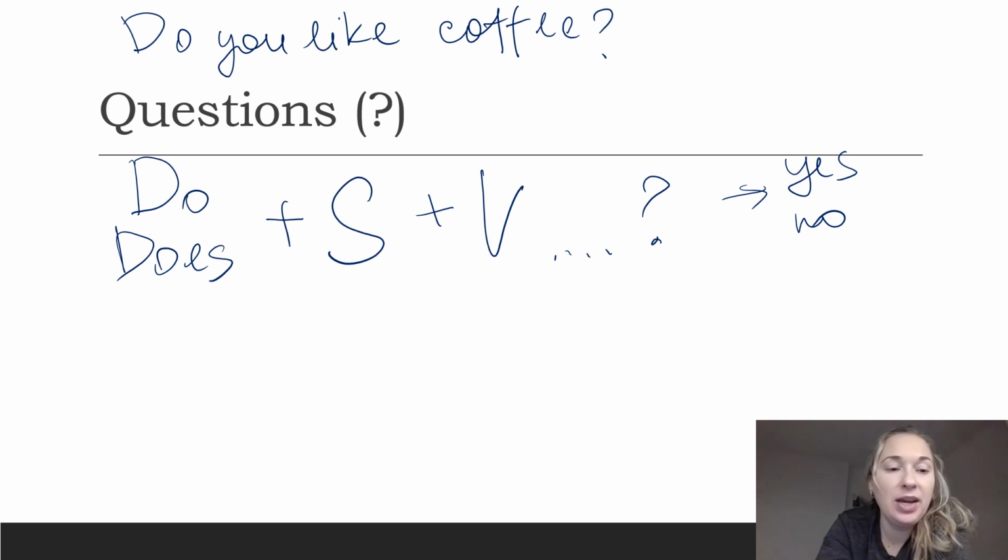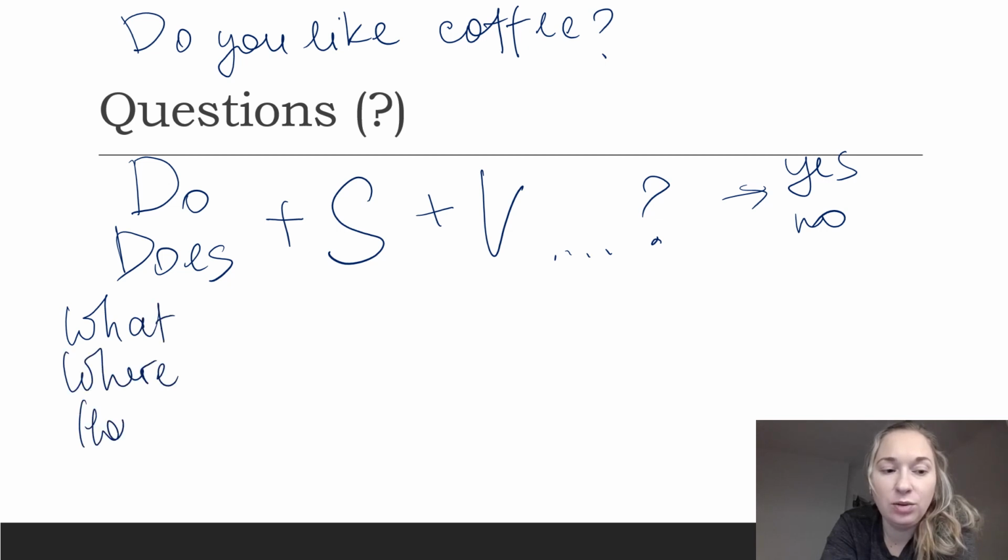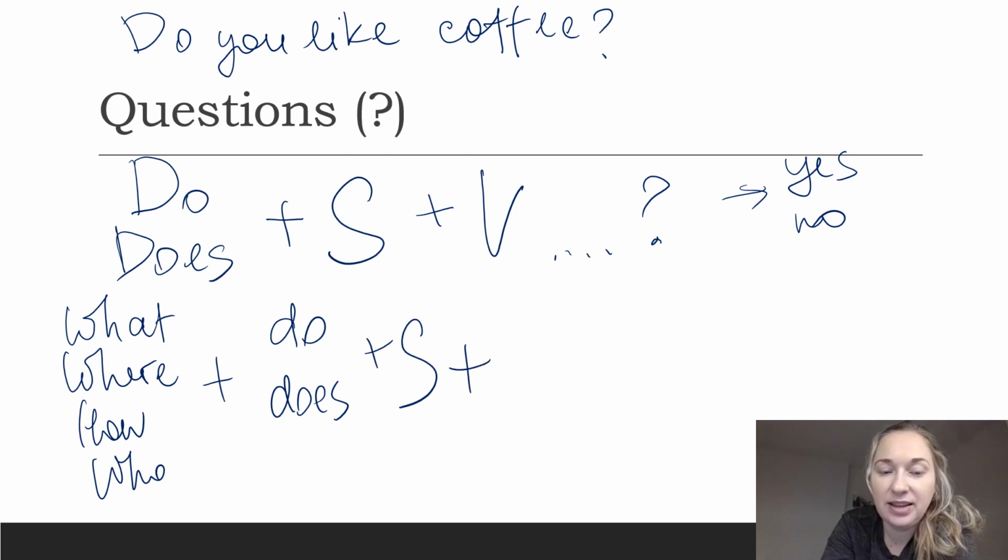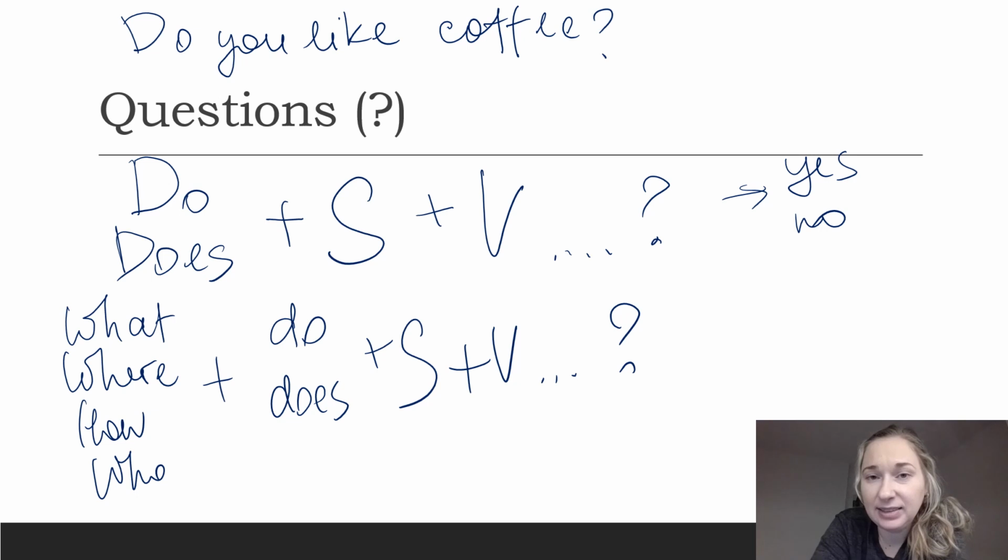The answer to this question would be yes, I do. No, I don't. If you have a slightly more complicated question that requires a question word, for example, what, where, how, who, etc., then you need to put it before the help verb. Then we need to go for do or does, then subject, then verb, and then the rest of the sentence. For example, what do you like?